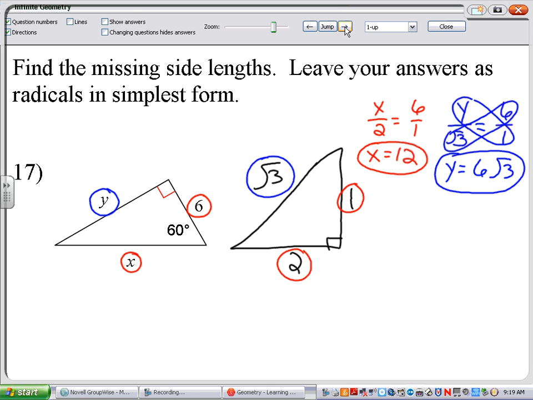All right, that is the odd number problems. Come in with some questions, and let's redo this for a higher score.